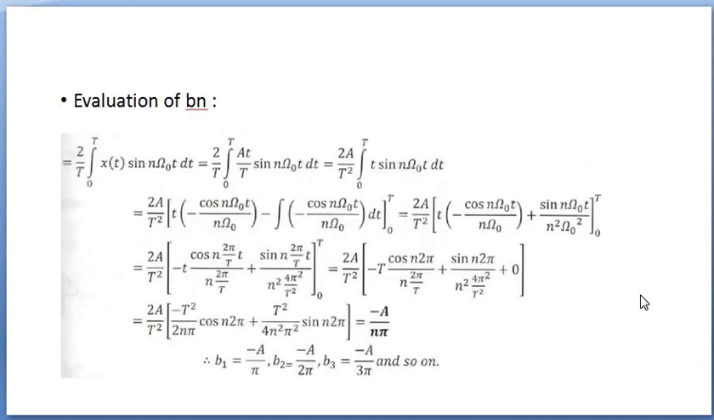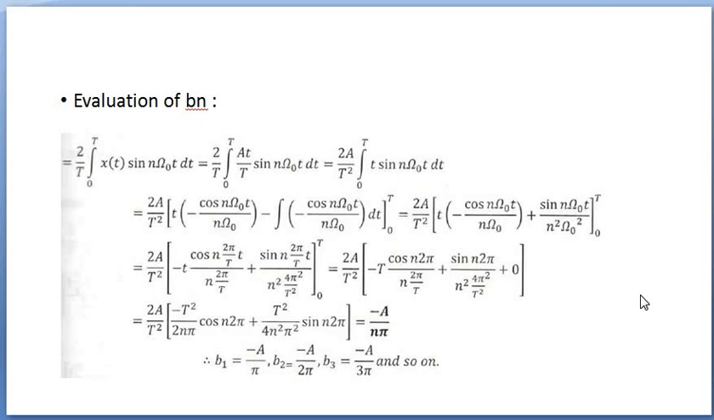Evaluation of bn. The formula used to find bn is 2 by T integral 0 to T x of t sin n omega naught t into dt. So substitute the x of t in this formula. 2 by T integral 0 to T, a t sin n omega naught t into dt, that is equal to 2a by T square integral 0 to T t sin n omega naught t into dt. So here the constants are outside and this is also of the form u v dash.